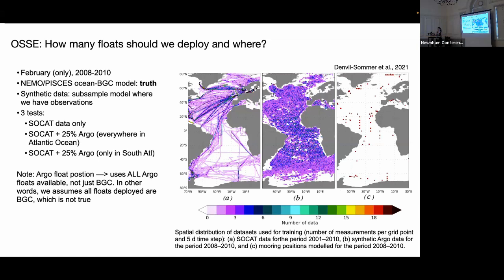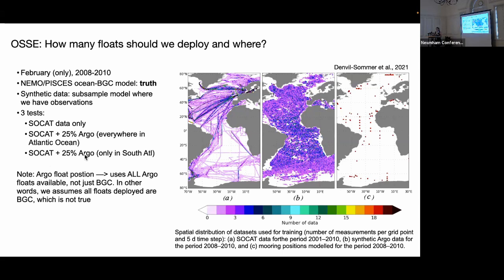Then we can test the different observation designs. We will get to the 3 designs in the notebook, where you will see them. One uses SOCAT data only, so basically only the ship-based data. The second test is SOCAT data plus 25% of Argo floats distributed around the whole Atlantic Ocean. And the third design is ship-based data and 25% of Argo floats, but only in the South Atlantic. Then we'll see which of these designs is the most efficient in reconstructing the pCO2 field.